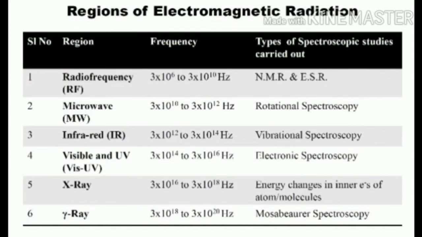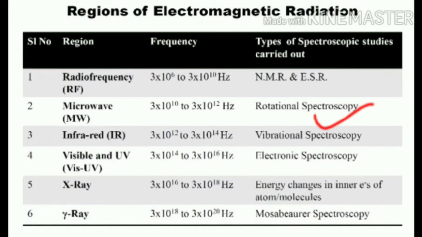So you can see that in the radio frequency region, we generally study nuclear magnetic resonance, in short called NMR spectroscopy. Another one is electron spin resonance spectroscopy or ESR spectroscopy. So NMR and ESR are two types of spectroscopic studies which are carried out using the radio frequency radiation.